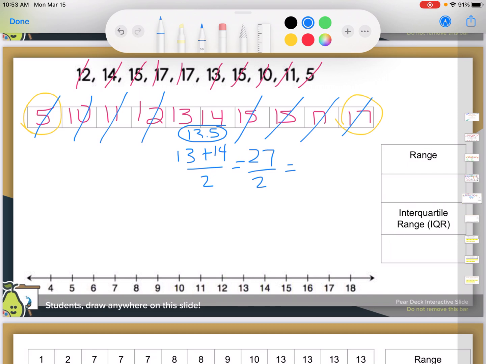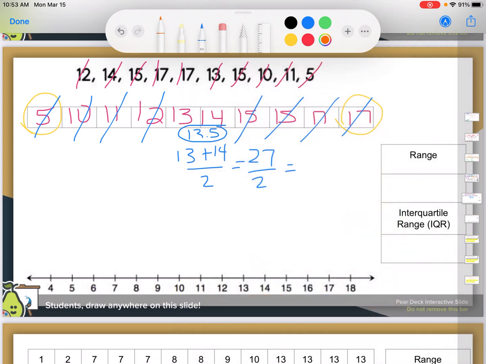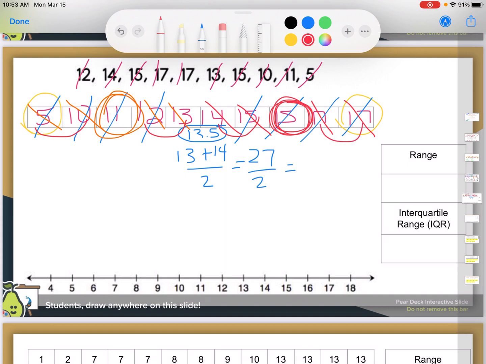So from here, I'm going to find my lower quartile and my upper quartile, or my first quartile and my third quartile, however you want to say it. So I cross out on each side, and then I do the same thing over here. If you look at it, you have 2 numbers, 2 numbers, 2 numbers, 2 numbers. So the data is split up equally.